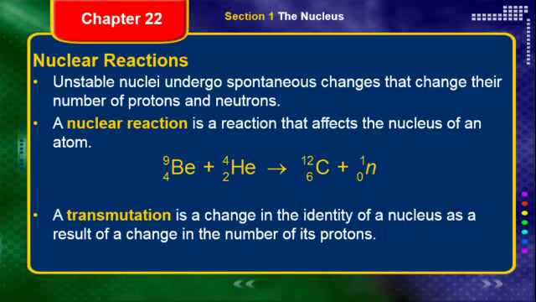You may have heard this term specifically with regard to alchemy, but a transmutation is a change in the identity of a nucleus as a result of a change in the number of protons. This is very difficult to do in a controlled setting, but if you can change the number of protons, this is considered a transmutation.